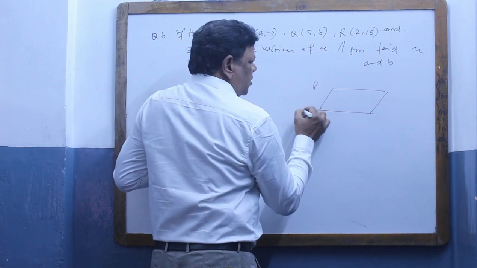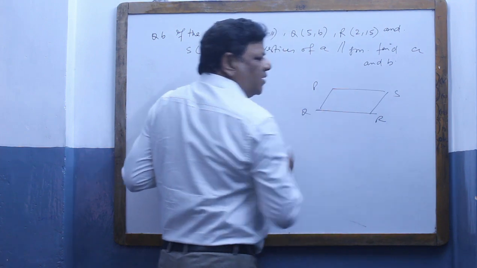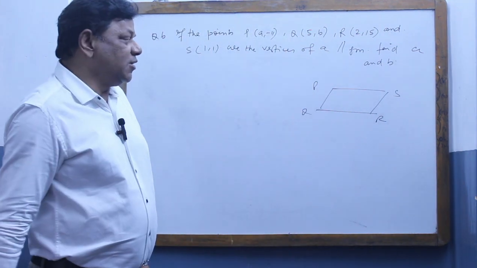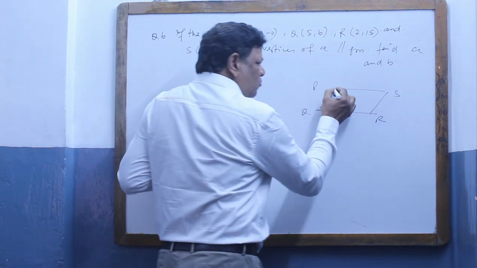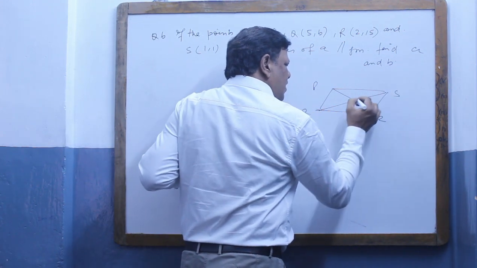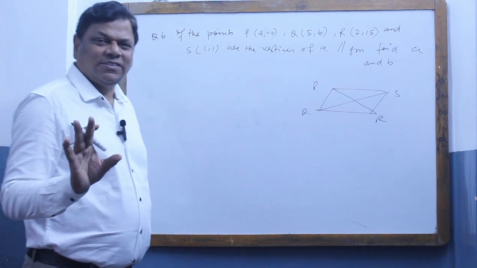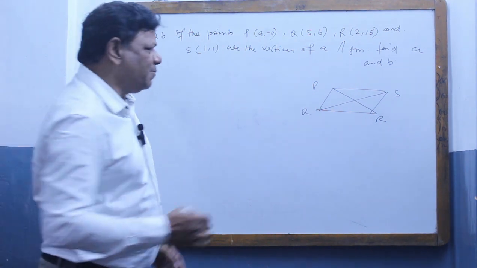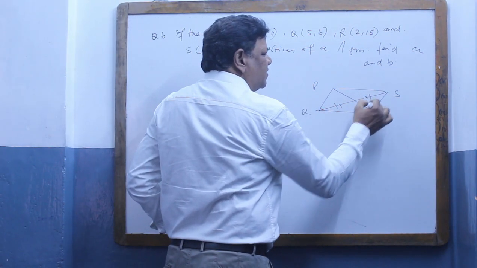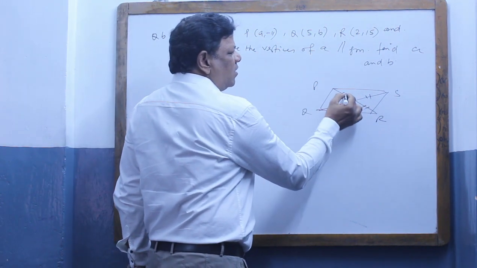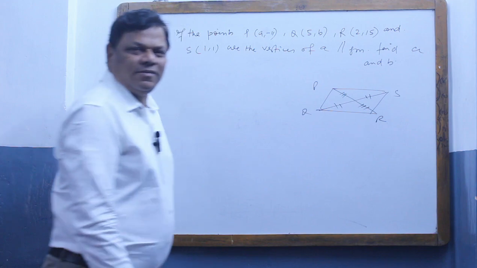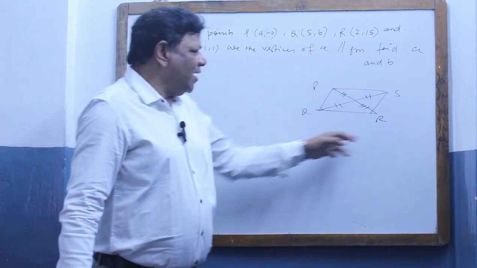PQRS is given. Okay. Now what to do? How to find A and B? You know, I already explained the properties to you. This is the diagonal, and diagonals bisect each other equally. That means this part and this part are equal, and this part and this part are also equal. Okay, understand? So PQRS is given.